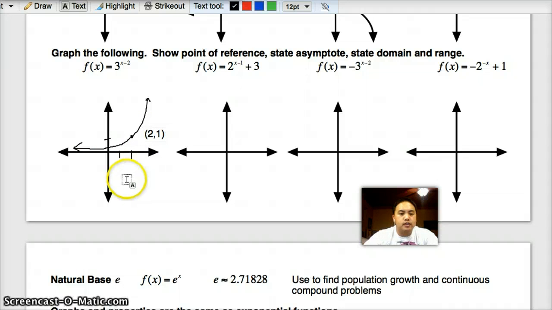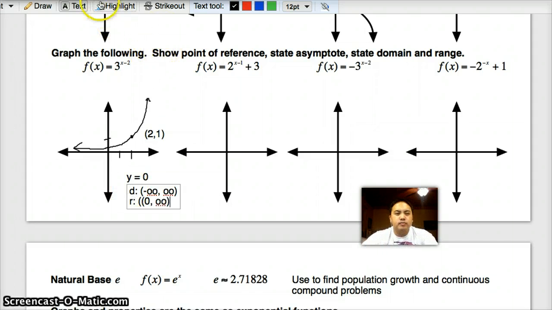My asymptote is still y equals 0 because it didn't move up and down. And my domain is still negative infinity to infinity. I don't have an infinity sign, so I can just put 2 zeros. Negative infinity to infinity. And then my range, same thing, it didn't move up and down, so my range is still going to be from 0 to infinity.